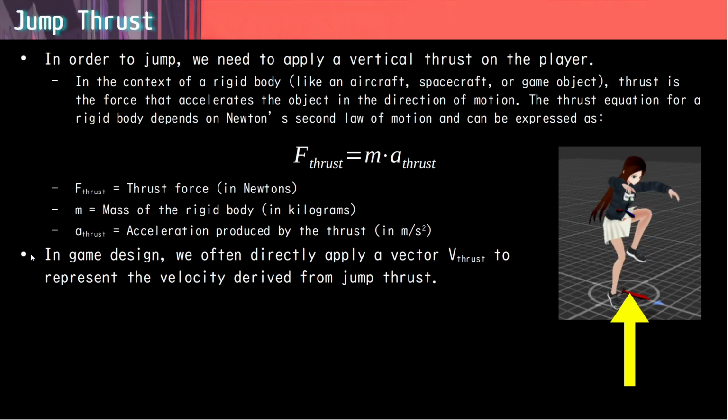Okay, before that, let's introduce the jumping mechanism that we are going to design. In order to jump, we need to apply a vertical thrust on the player. So what is thrust? A thrust means a very sharp change of momentum that is applied in a very short period. This kind of momentum change is called thrust. That's a definition from your physics class.